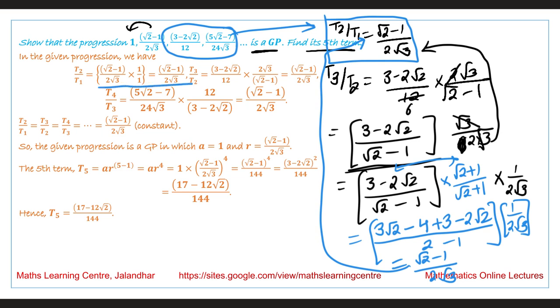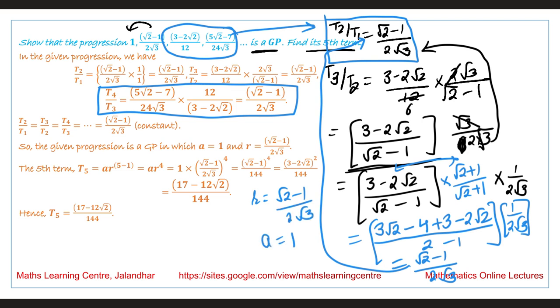These calculations are shown over here. You will obtain the same answer. So the common ratio we have over here is (root 2 minus 1) by 2 root 3, and the value of the first term is 1. Now we have to calculate the fifth term. So T5 is equal to A into ((root 2 minus 1) by 2 root 3).